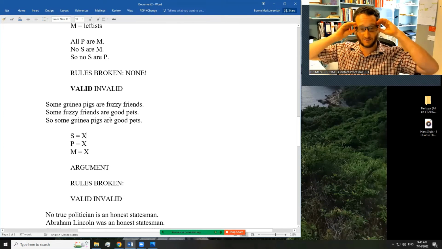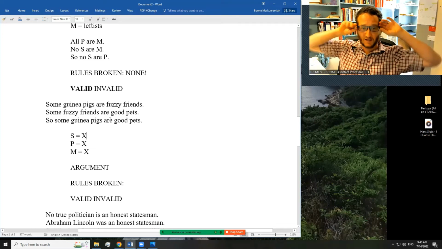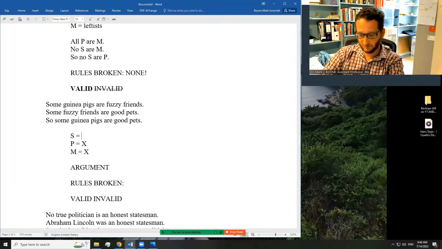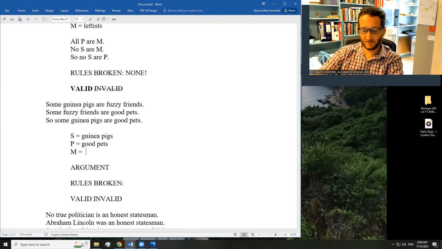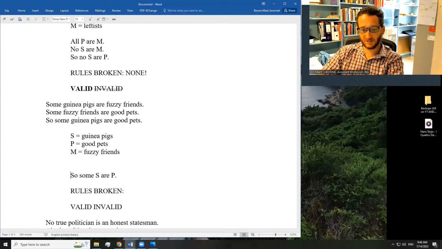All right, now let's do the next one a little more quickly, I hope. Some guinea pigs are good pets is our conclusion. So guinea pigs is the minor term, good pets the major term, fuzzy friends the middle term. Our argument is: some guinea pigs are fuzzy friends, some fuzzy friends are good pets, so some guinea pigs are good pets. Some S are P is the conclusion.